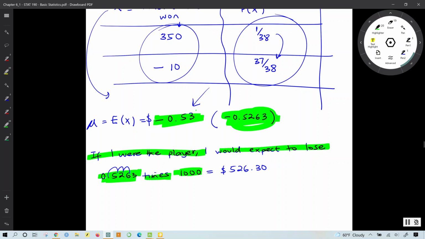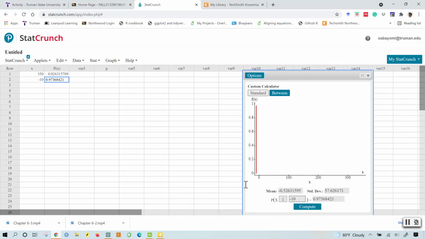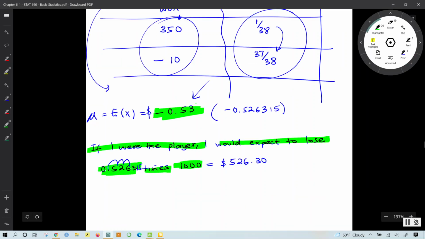Again, if you need more decimal places, you will observe that this is 0.526315. Maybe we should do that. So let me adjust that. Here on the screen, I've adjusted the number of decimal places since it appears I might need it.